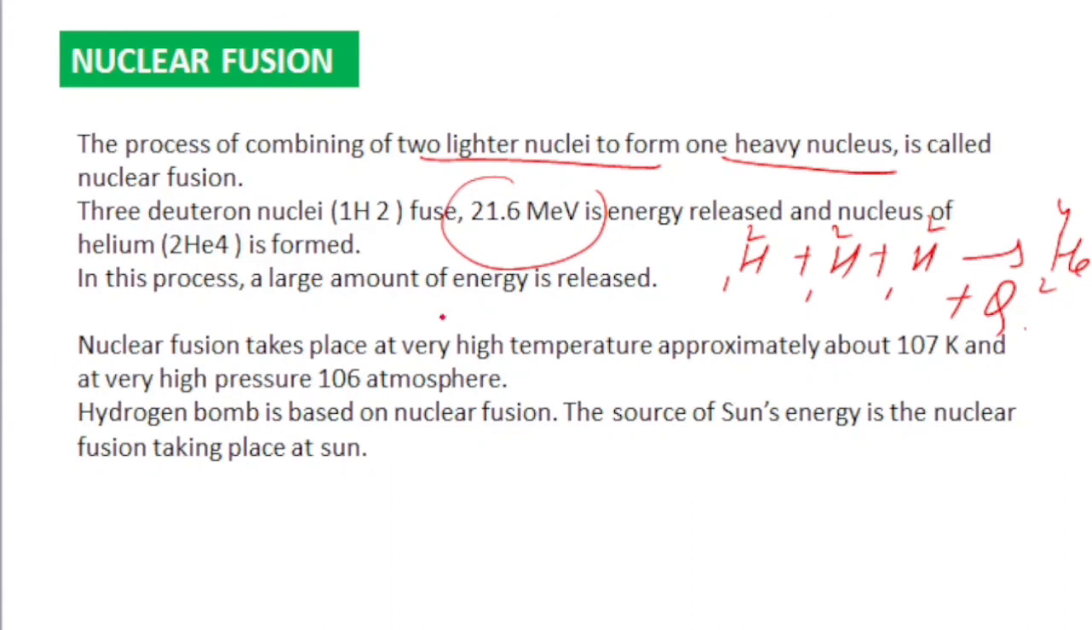Nuclear fusion takes place only at very high temperature. It is a very important condition, and very high pressure. Hydrogen bomb is based on nuclear fusion reaction. Also the source of the sun's energy is the nuclear fusion taking place inside the sun. The nuclear fusion reaction takes place, and that's why this is the source of the sun's energy. So these are about nuclear fission and nuclear fusion reaction, and this is the last topic of this chapter.